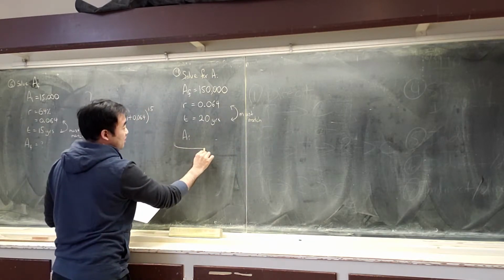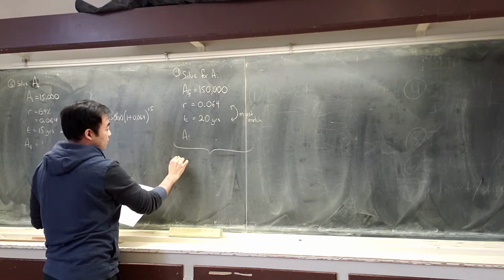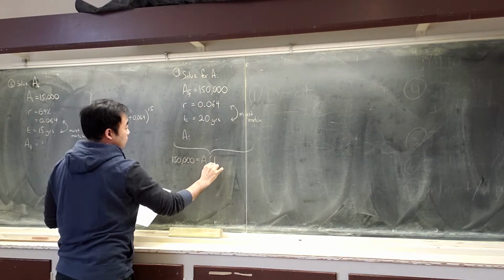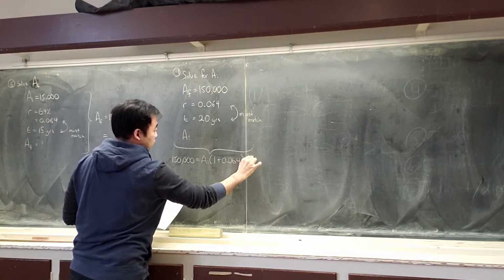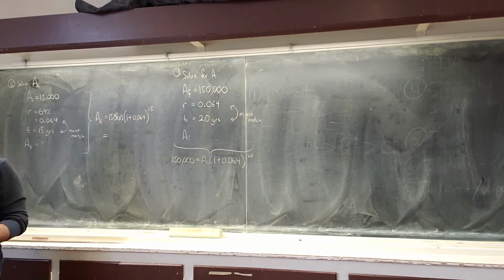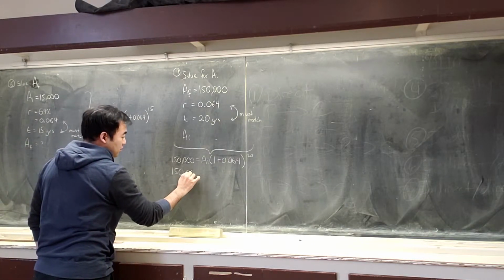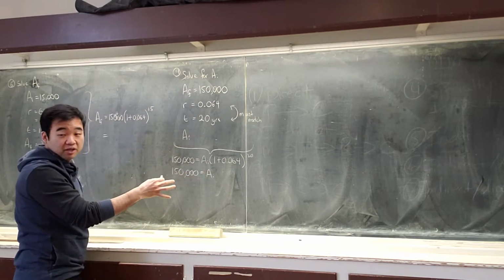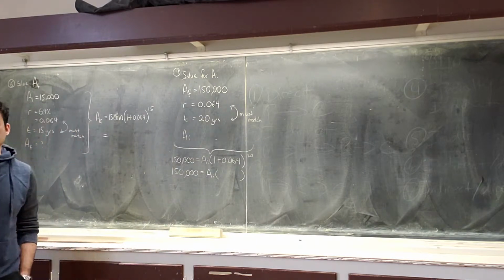Well, let's put it together. Someone's going to have to work that calculator for me. This becomes $150,000 is equal to some value of money that I do not know yet, multiplied by something.